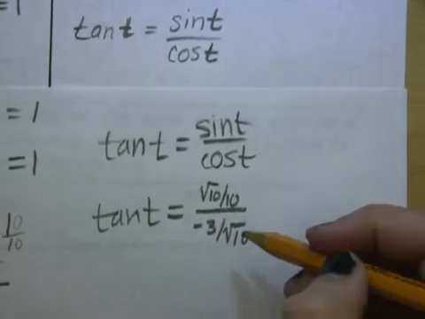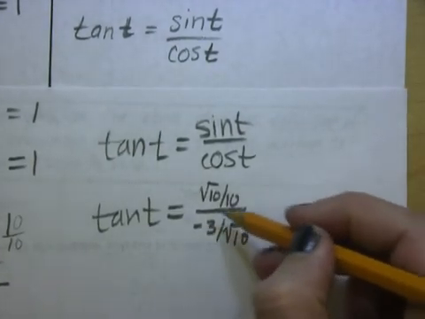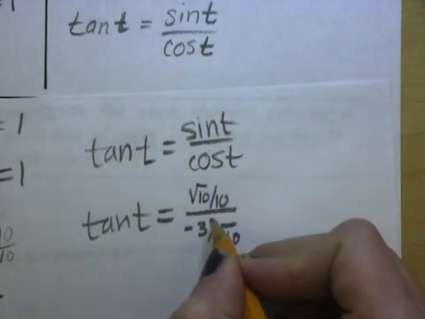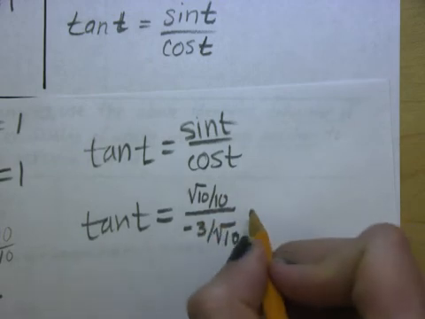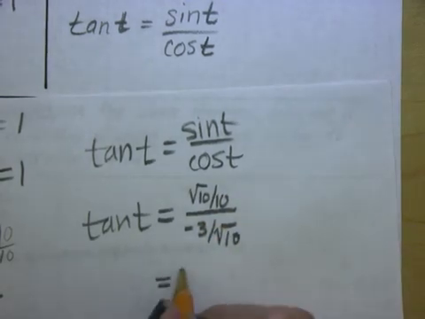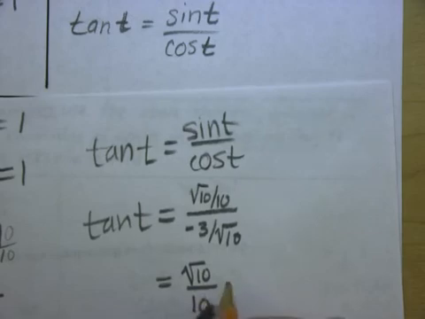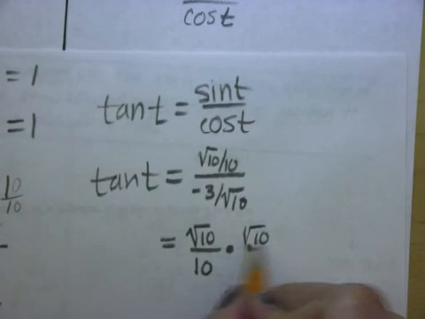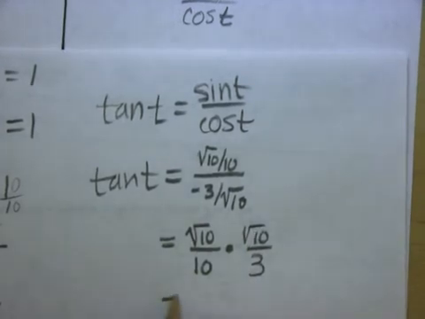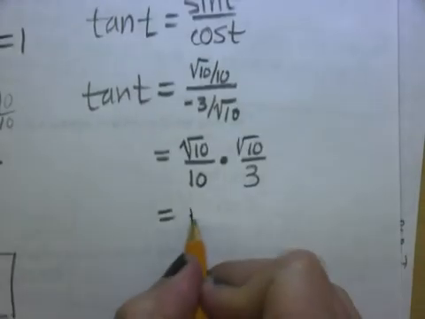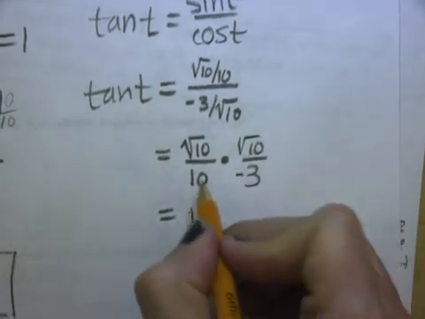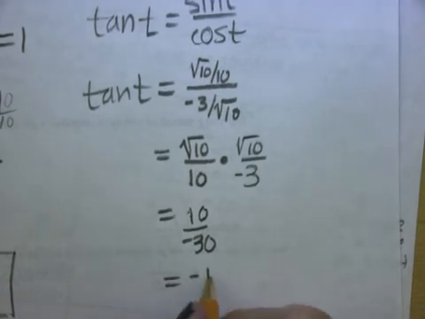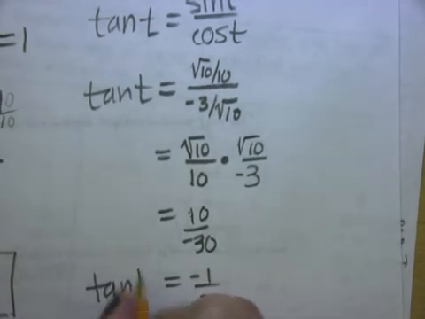With division with fractions, you just have to flip the second, or the bottom, and multiply. So in this case, you would take root 10 over 10 and multiply it by the reciprocal of the bottom, which is root 10 over negative 3. Now we can just multiply straight across. Root 10 times root 10 is 10. I lost a negative. 10 times negative 3 is negative 30, which reduces to negative 1/3. So there's tan of t.